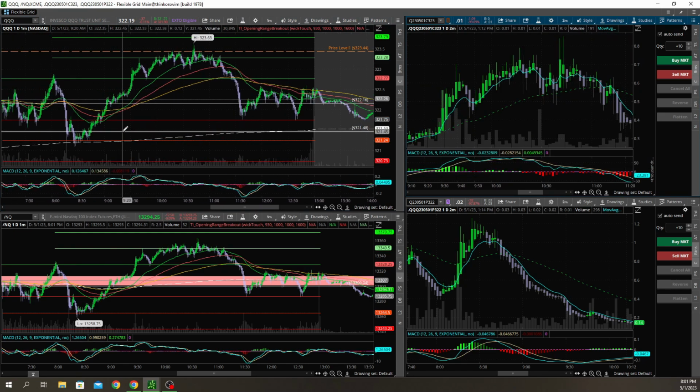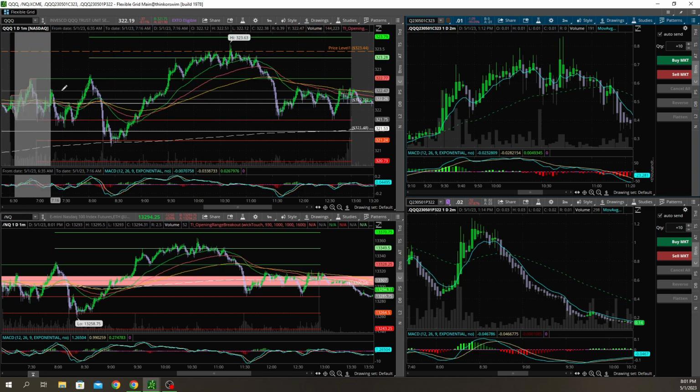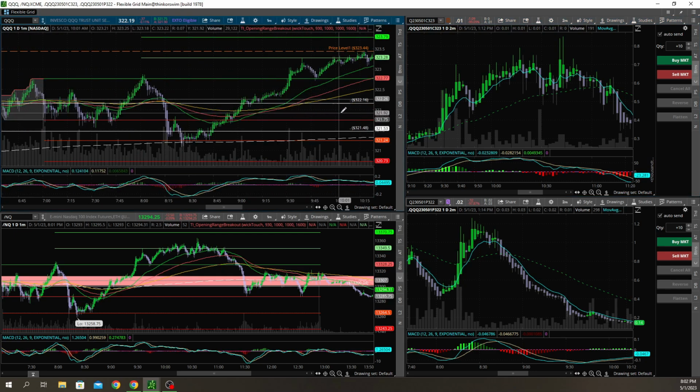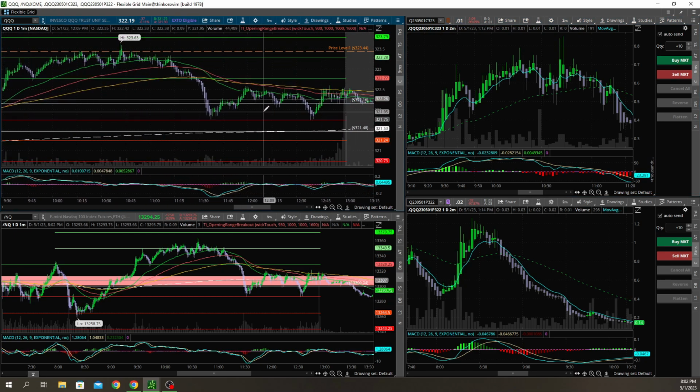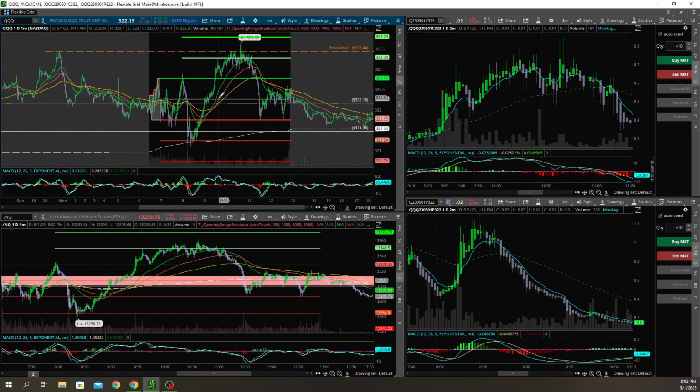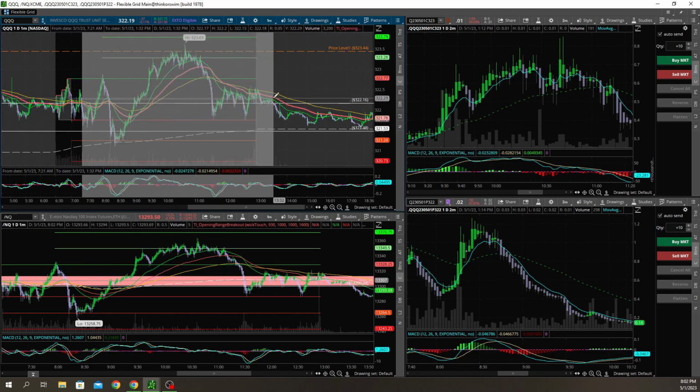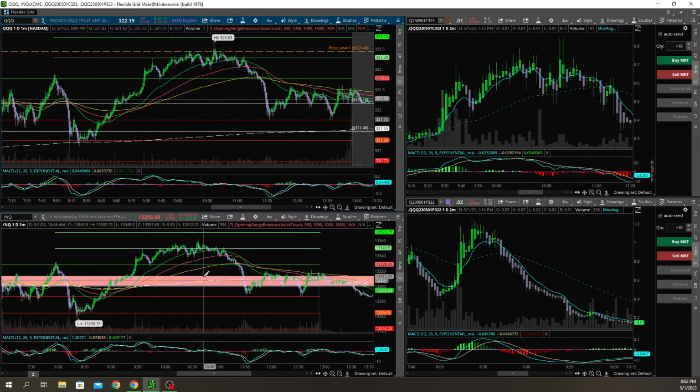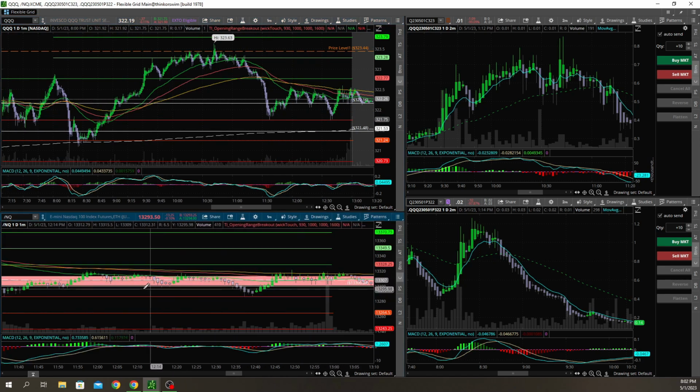So chop, moving back and forth. You see levels here. You don't want to trade in this. You see levels here. Don't want to trade in this either. It's just massive sideways action going throughout the day. Stayed all up in this range.